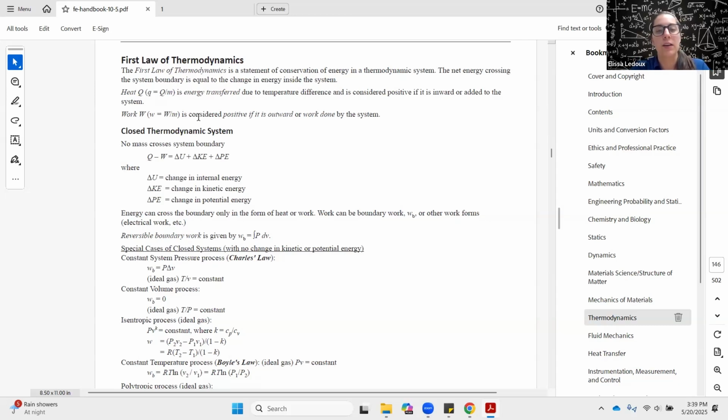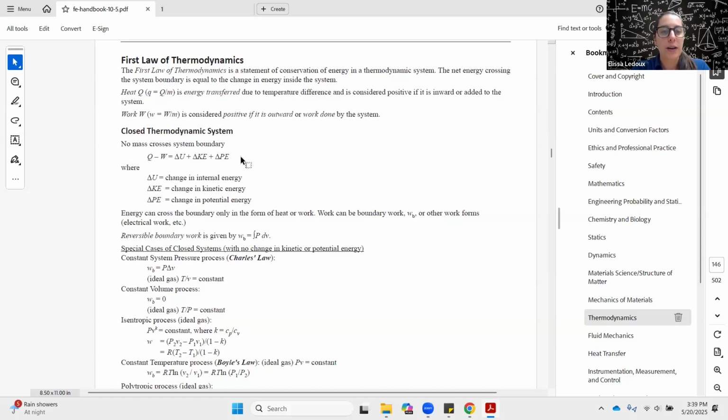So like if it's being productive for your life, maybe it is turning a wheel or some kind of moving a load or something like that, that's positive work. If the work is done on the system, like air is compressed, that would be negative work.